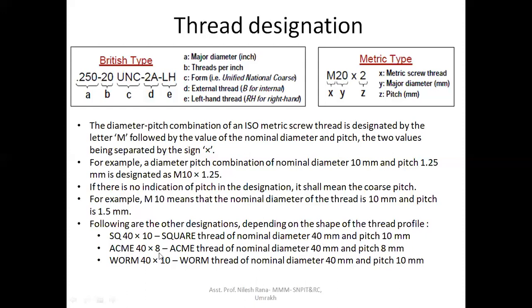Acme 40 by 8 means Acme thread of a nominal diameter 40 mm and pitch 8 mm. And worm 40 by 10, that is worm thread of a nominal diameter 40 mm and pitch 10 mm. So this is the thread designation of the screw. By this you can identify any kind of screw thread.